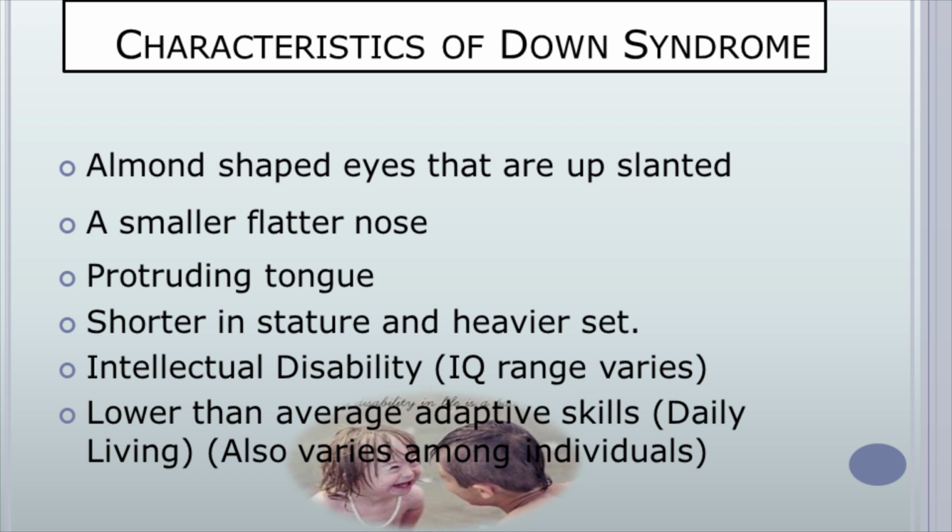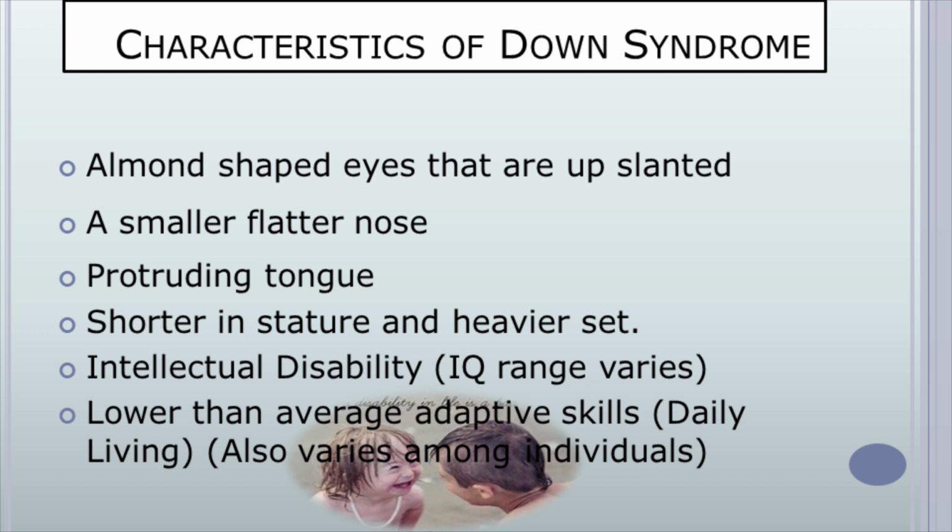So you might see individuals with Down syndrome who can hold a job, or they're an actor, or you might see some movie stars or models. They're able to support themselves in some way, and they need minimal support. And then there are some who are intellectually challenged to a more severe degree, and they need optimal support. So they have lower than average adaptive skills, which is daily living, which can also vary amongst individuals.